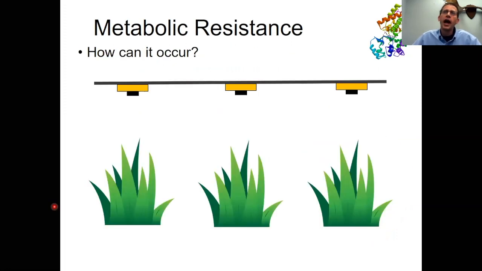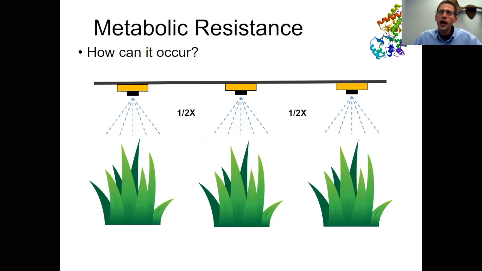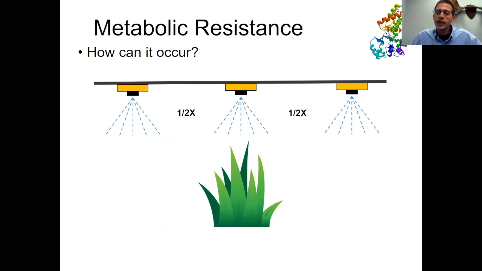So how does this metabolic resistance occur? Well, when applied at low doses, say a half-x of your labeled rate, individual plants can survive because they actually possess sufficient capacity to metabolize the herbicide.